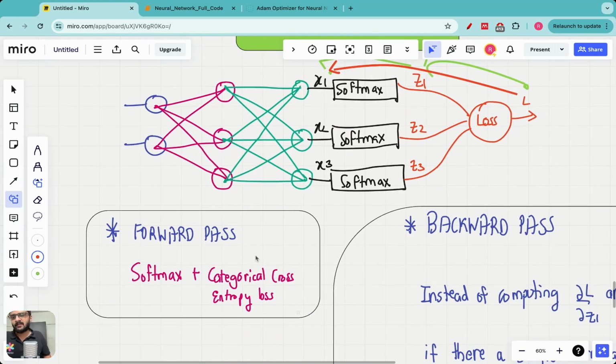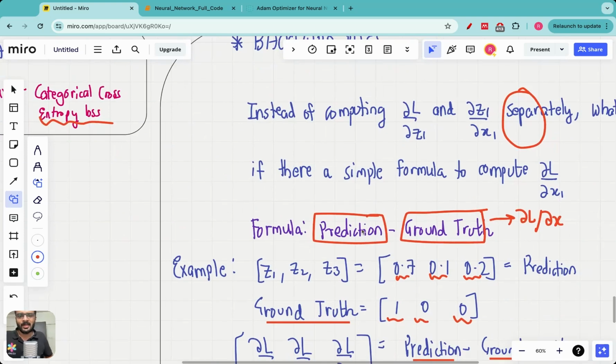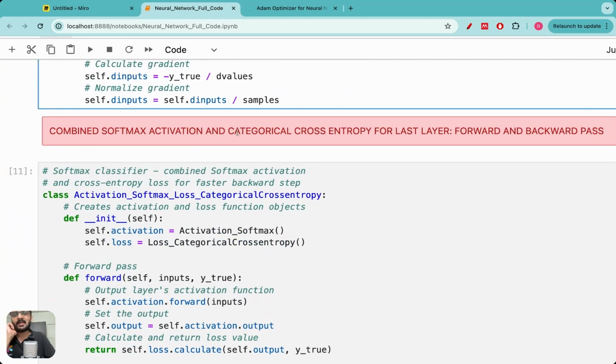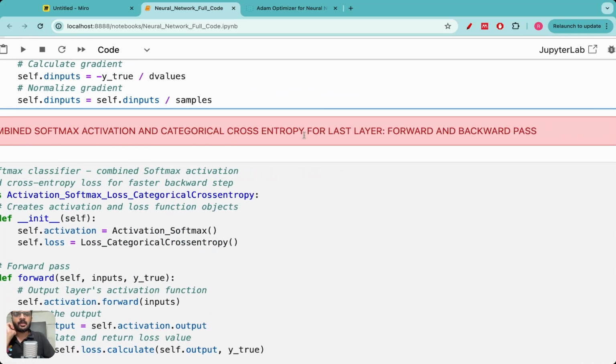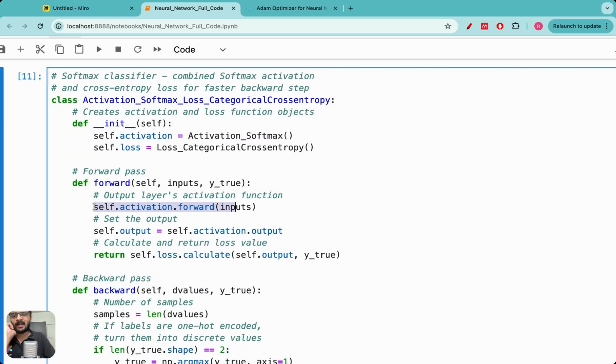For the forward pass, we have seen the forward pass separately for softmax and the categorical cross entropy, so that remains the same. For the backward pass, we'll just do prediction minus the truth. And now let's see how this is implemented in Python. This is called combined softmax activation and categorical cross entropy loss for the last layer. So the forward pass is similar. We do the softmax forward pass, and then we just do the loss function, and then we find the softmax output and the loss function output. That's the forward pass through this combined class.